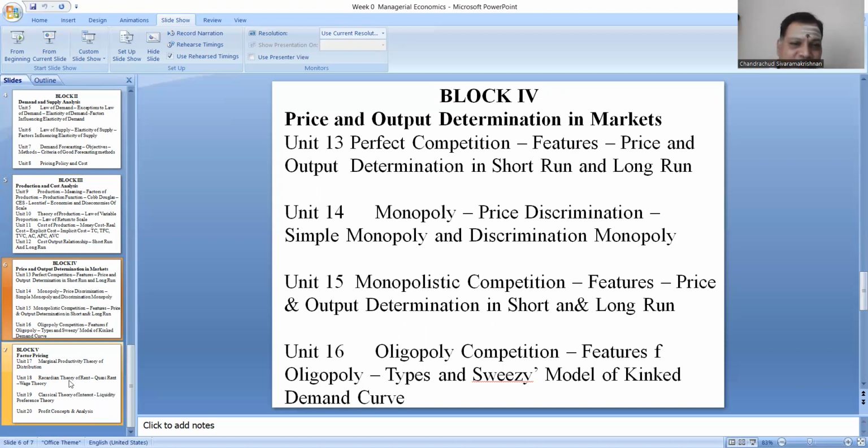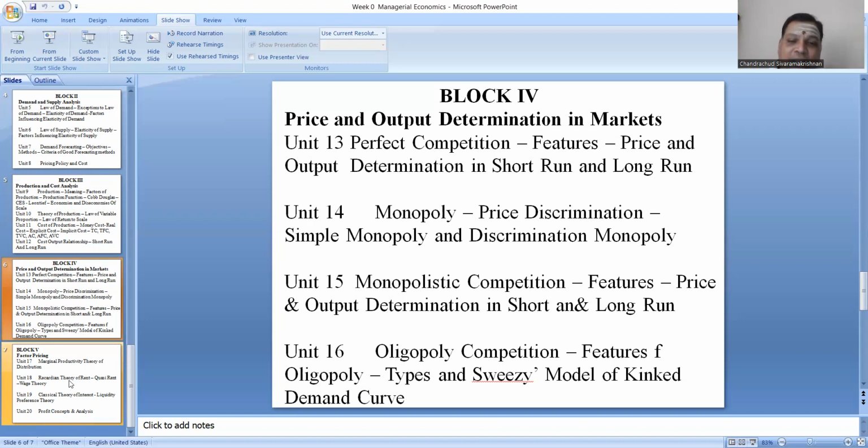Unit 13, perfect competition. Unit 14, monopoly market. Unit 15, monopolistic competition. And Unit 16 is oligopoly competition. In Unit 13, what are the features of perfect competition, and how price and output are determined under a perfectly competitive firm. And in Unit 14, not only the features and price determination, but also price discrimination. What are the different types of price discrimination? How a simple monopoly differs from a discriminating monopoly is also discussed in this unit.